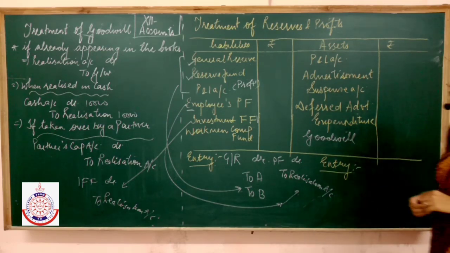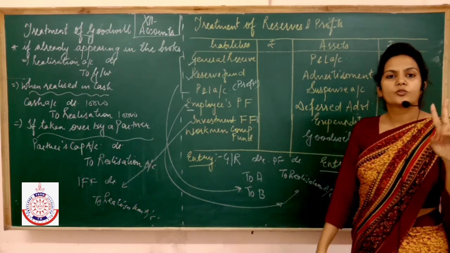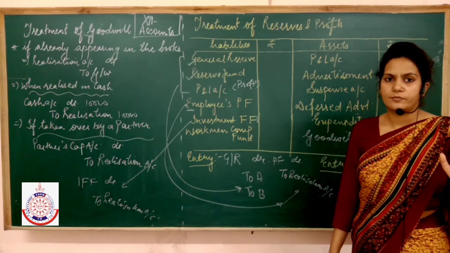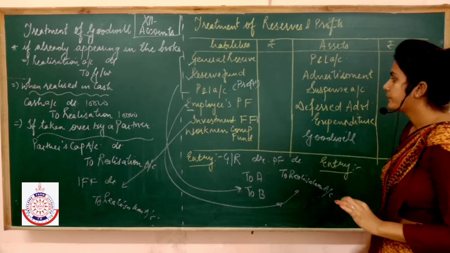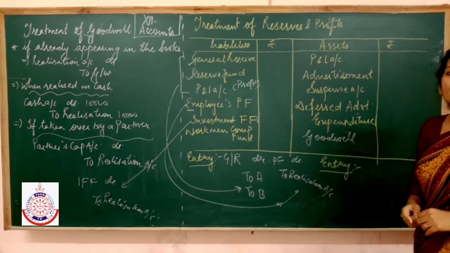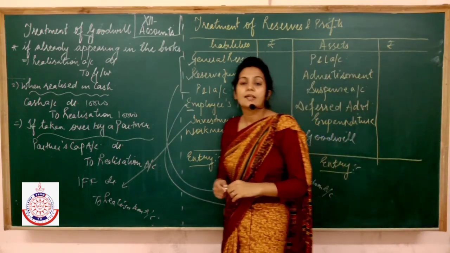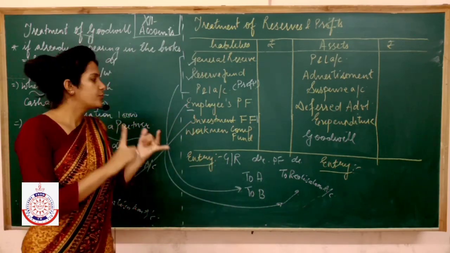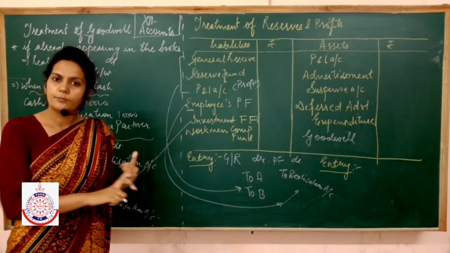See, apart from IFF, 2 more things are there which will not be distributed among the partners. They will simply be transferred to the realization account. Number 1, IFF that we have discussed. Number 2 is provision for bad debts. And number 3 is provision for depreciation. Is it clear? Provision for depreciation and provision for doubtful debts will not be given to the partners.